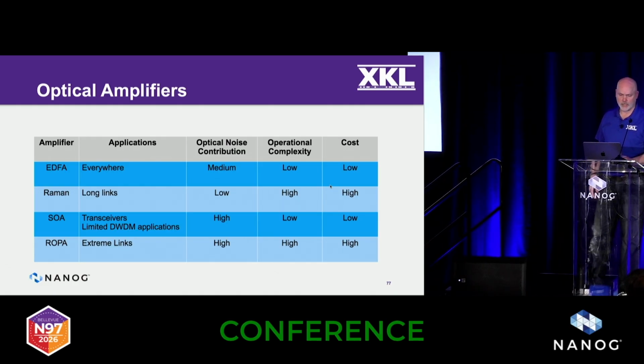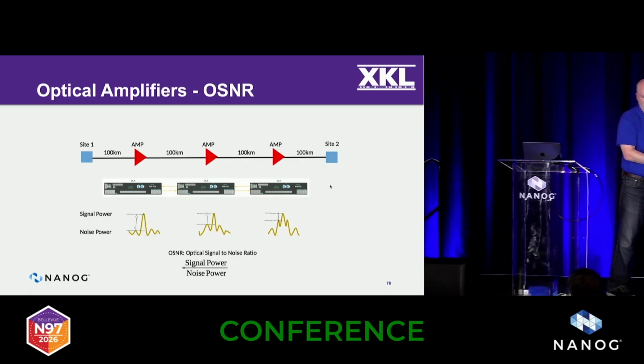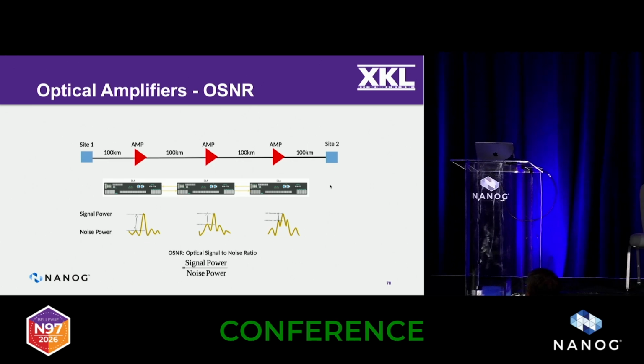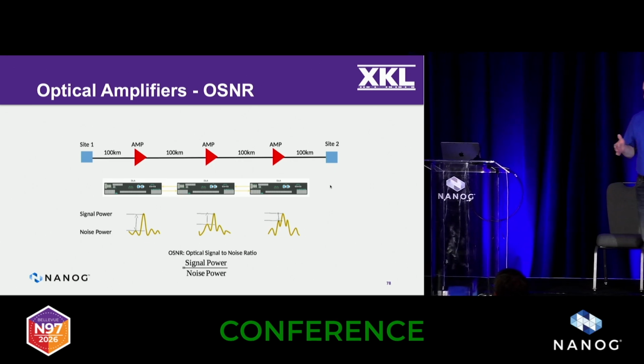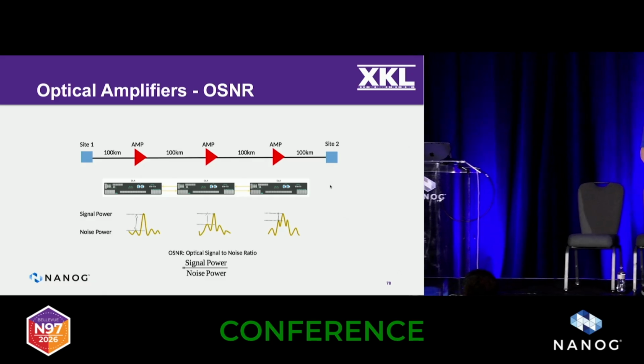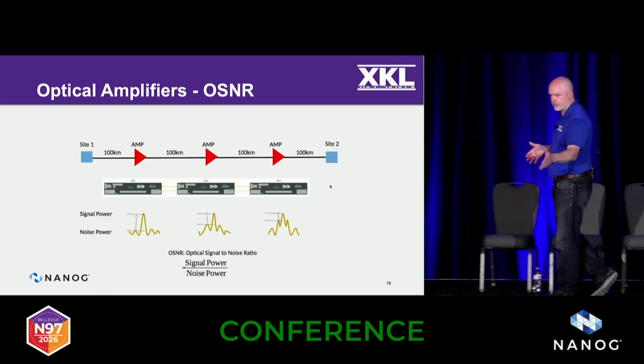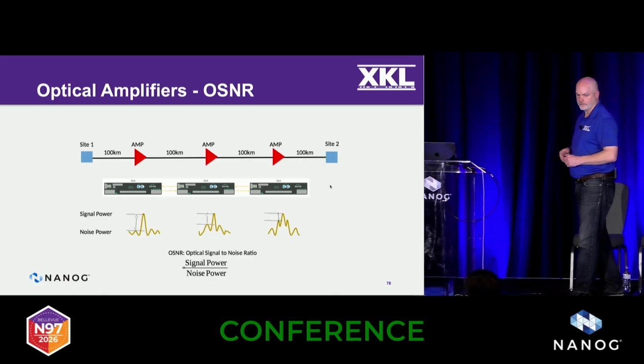And then the SOA and the ROPA, these are not very commonly used devices. Let's just go through a quick example. In here, I've got two sites, and every 100 kilometers or so, I've got, you've probably seen it, concrete structures on the side of the road with no windows, with fences around, right? That's an amplifier site. So every 100 kilometers, I've got an amplifier.